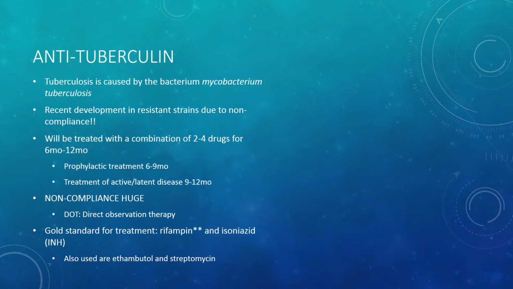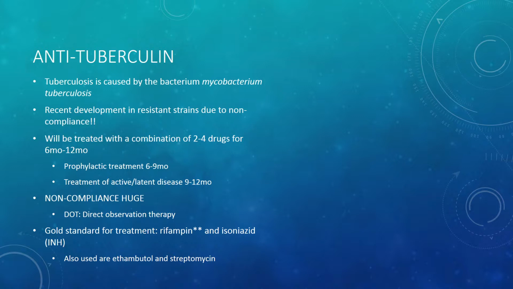Prophylactic treatment, if you were merely exposed to TB, is going to be 6 to 9 months. And if you're treating active or latent disease, it's going to be 9 to 12 months. And at the end of that time, if you still have evidence that the disease is not entirely treated, it might be extended beyond that. It would not be unheard of for somebody to be on treatment for TB for up to 2 years. So, based on all of that, you can guess or understand non-compliance to this very long drug regimen is huge.